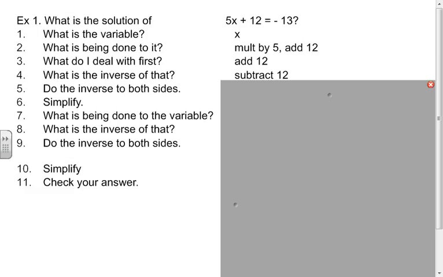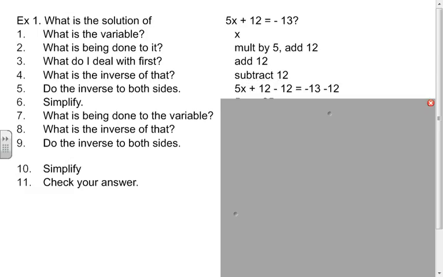Step 5, do the inverse to both sides. So I'm going to subtract both sides by 12. I put a minus 12 on both sides. Now I simplify. Adding 12 and subtracting 12 are inverses, so they cancel. On the left-hand side, I have 5x. On the right-hand side, I have -13 - 12, which gives me -25.